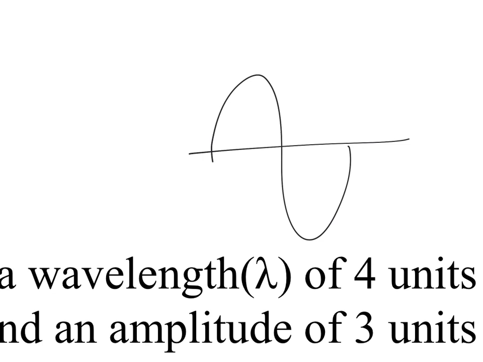So if the wavelength is 4, I start at 0 and I count out how many units? 4. Where's my halfway point? 2. My amplitude is going to be 3, but that happens at what line?